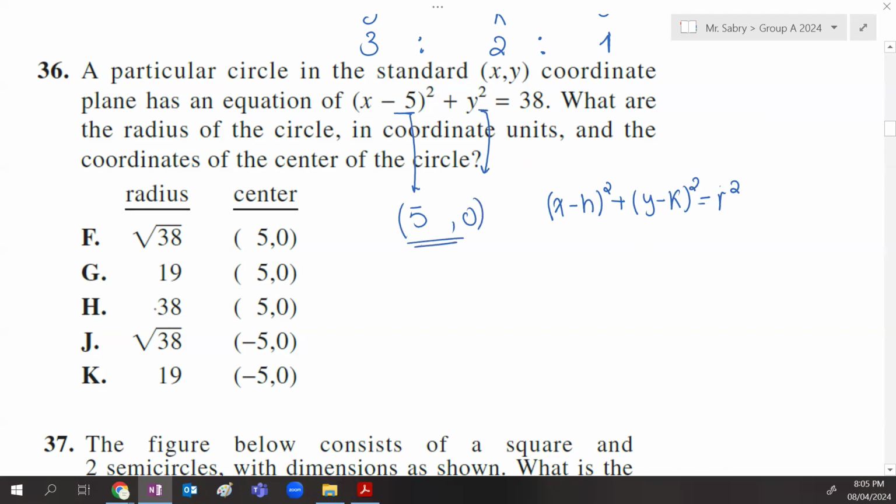We figured out the center, so definitely it's F, G, or H. It can't be J, it can't be K. The second thing to figure out is the radius, and in order to find the radius, we'll take this number out here, and we have to put it under the square root. The square root of 38 will just remain as the square root of 38, which makes F the correct answer.